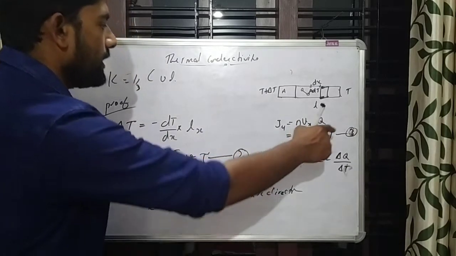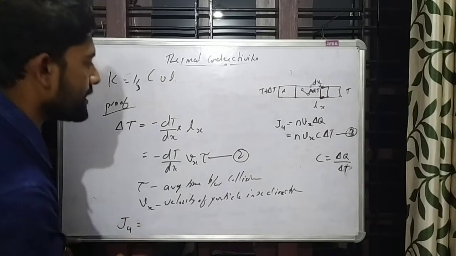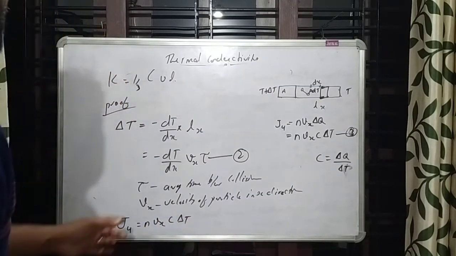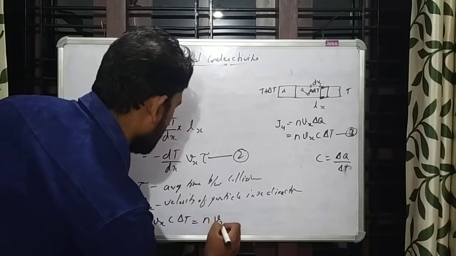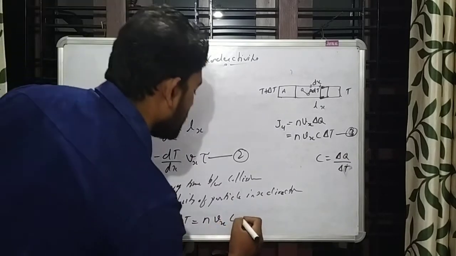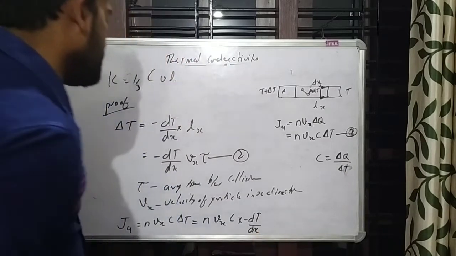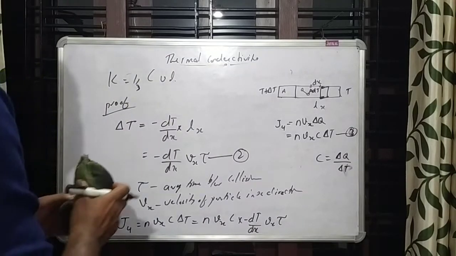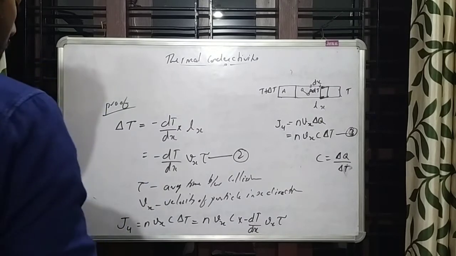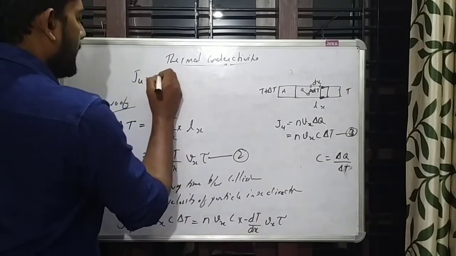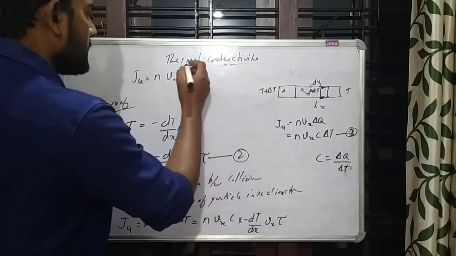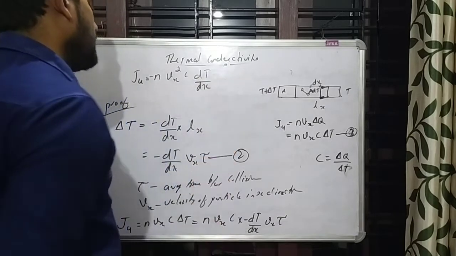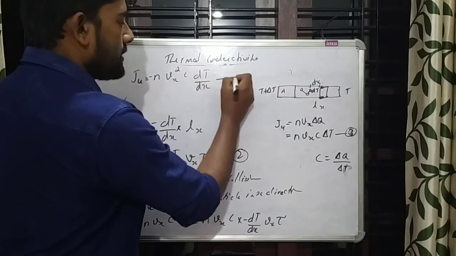We can substitute the value of equation 2 in equation 3. So we'll get the energy flux Ju equal to n into vx into C into delta T, and that is equal to n vx C into minus dT over dx into vx into tau. So the flux Ju is equal to n into vx squared, so minus n vx squared C into dT over dx, tau. This is equation 4.